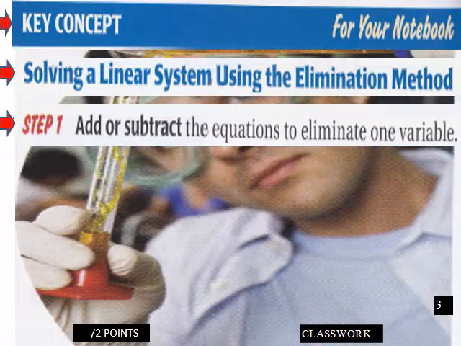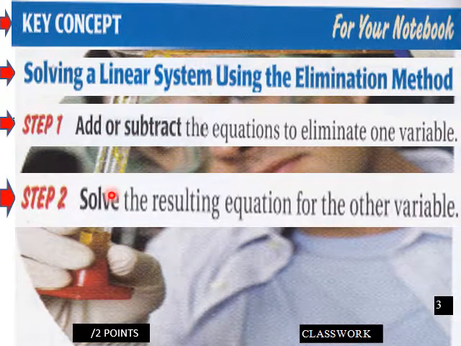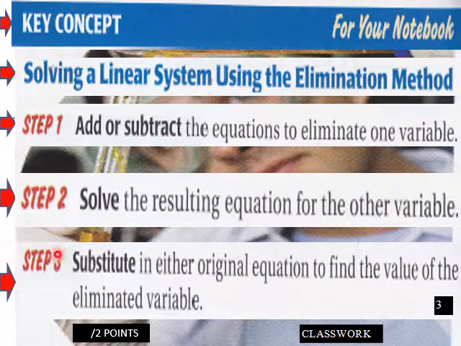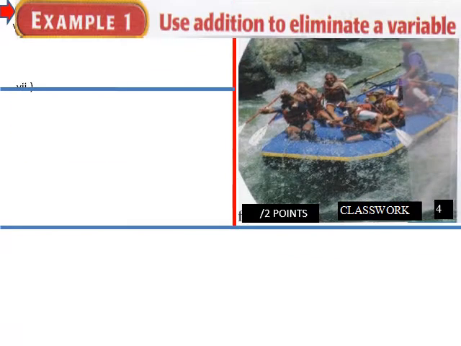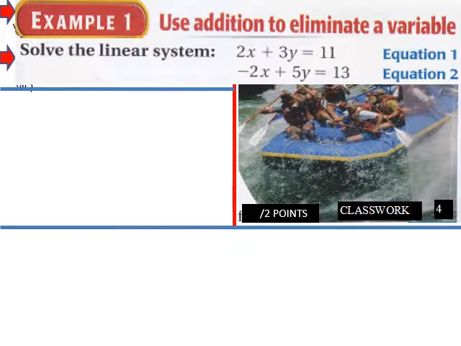So, solving a linear system using the elimination method: add or subtract the equations to eliminate one variable. Solve the resulting equation for the other variable. Substitute into either original equation to find the value of the eliminated variable. Kind of what we did in the last lesson. We were hinting at using addition to eliminate a variable.